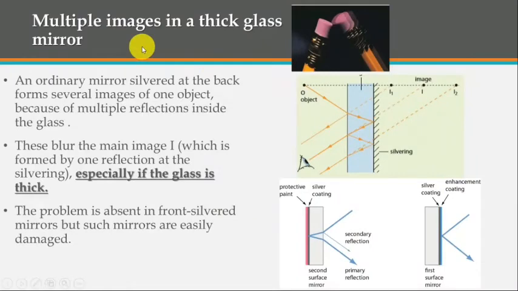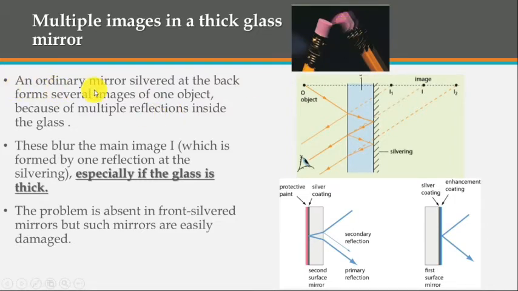Let's continue. Sometimes when we look at the mirror, we see multiple images in a thick glass mirror. Okay, that's what we see. Here's the object. We see the image is what? Multiple images, blurred, not clear. Why? Let's read and see.